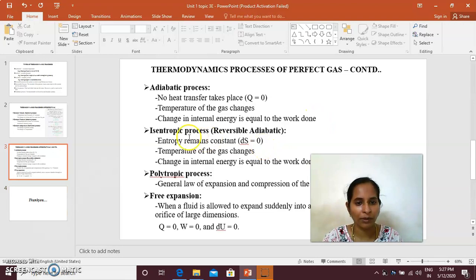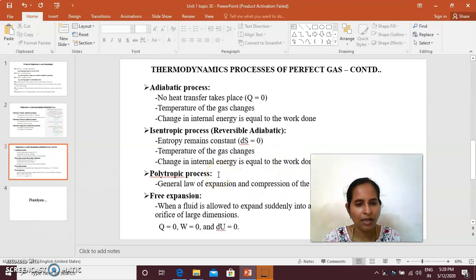The isentropic process, or reversible adiabatic process, is both reversible and adiabatic. I will tell you about reversibility and irreversibility in some more videos. Entropy remains constant, so delta S equal to 0. The temperature of the gas changes, and the change in internal energy is equal to work done.